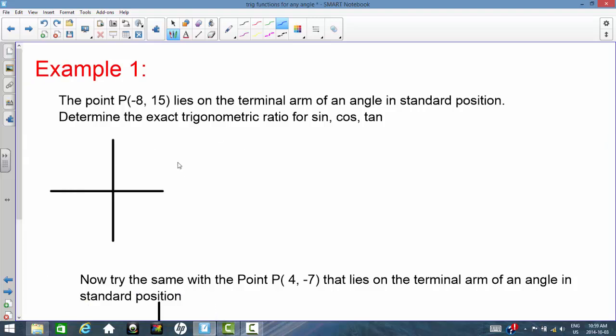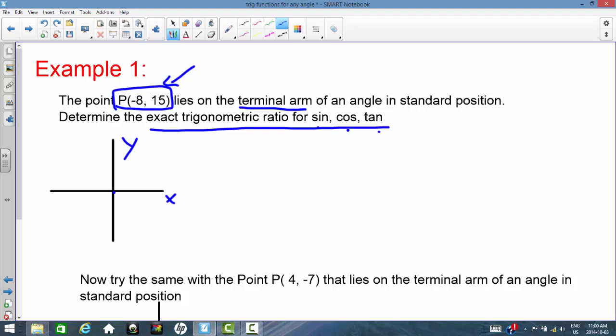So now I want to apply this to some different examples. The first example is: a point P lies on the terminal arm of an angle in standard position. Determine the exact trig ratios for sine, cos, and tan. The first thing we're going to do is graph this point on our xy axes. It doesn't have to be exact. I just want you to get a rough idea, a sketch, so you know what it looks like.